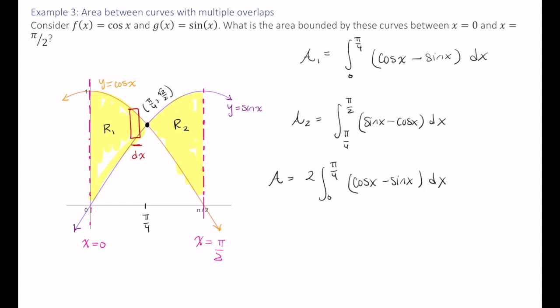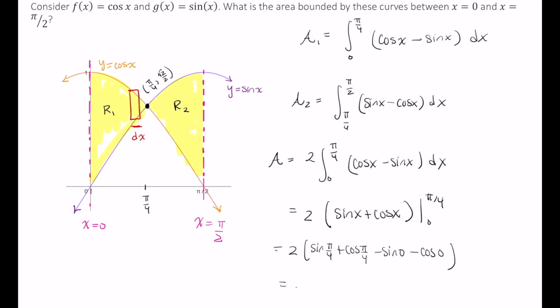dx. Integrating, we end up with 2 times sine x plus cosine x from 0 to pi over 4. So this is 2 times sine of pi over 4 plus cosine of pi over 4 minus sine 0 minus cosine of 0. So this is 2 times root 2 over 2 plus root 2 over 2 minus 0 minus 1. This is 2 root 2 minus 2.